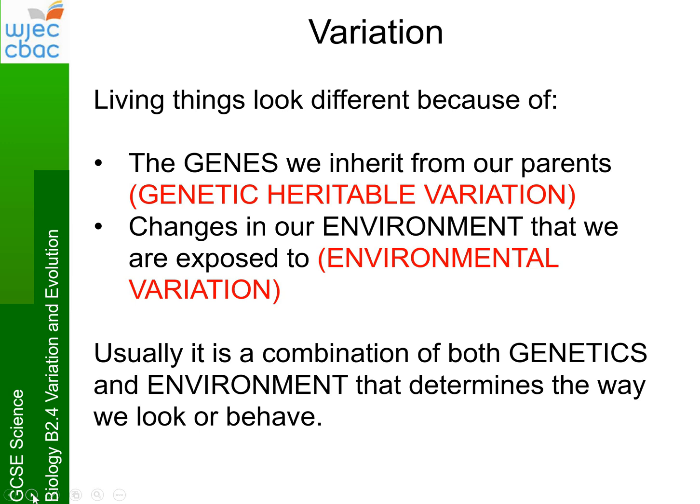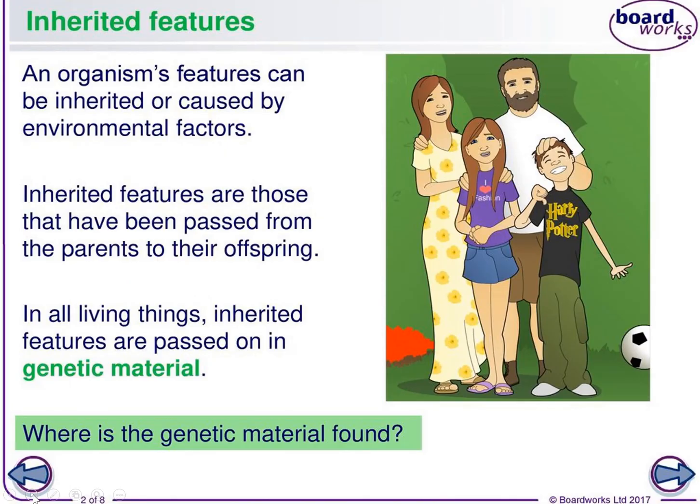Usually living things look different because of either, as we said, the genes we inherit or changes in our environment. We call this genetic heritable variation or environmental variation. But usually it's a combination of both genetics and environment that determines the way we look or behave. So with inherited features, we can see a family here with mum, dad and the 2 children. And hopefully you should be able to see some similarities between the parents and the children and perhaps some differences.